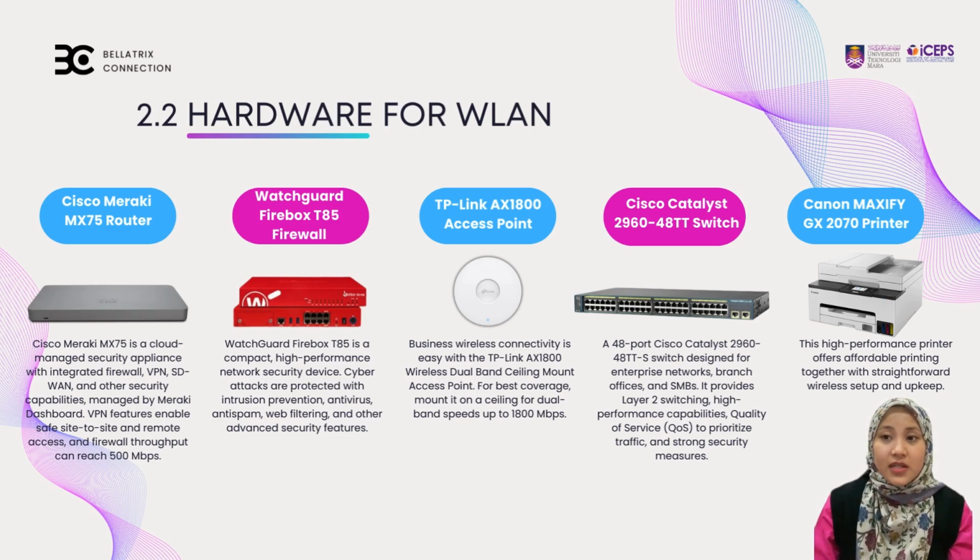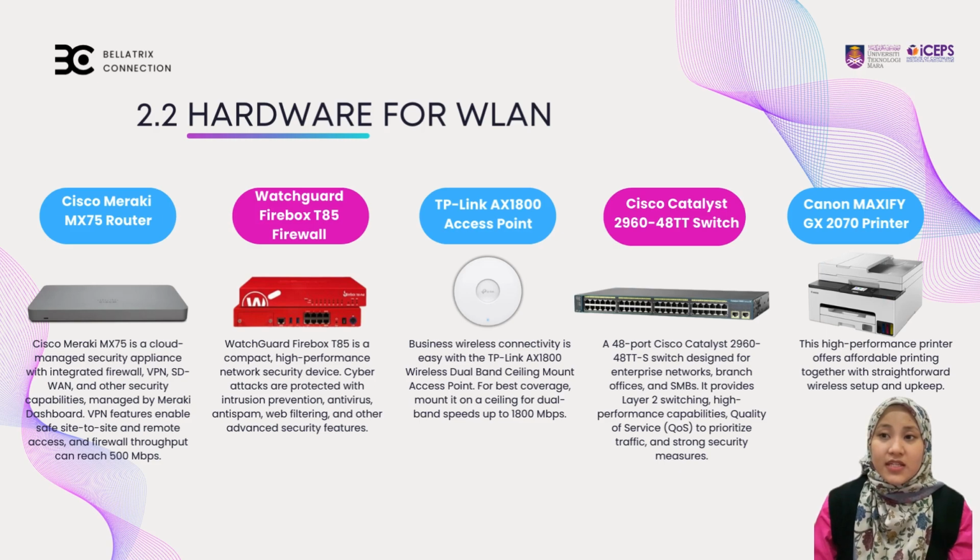The third one is the TP-Link AX1800 access point. Business wireless connectivity is made quick and easy with the TP-Link AX1800 wireless dual band access point. A Wi-Fi 6 device, it offers dual band speed up to 1800 Mbps.